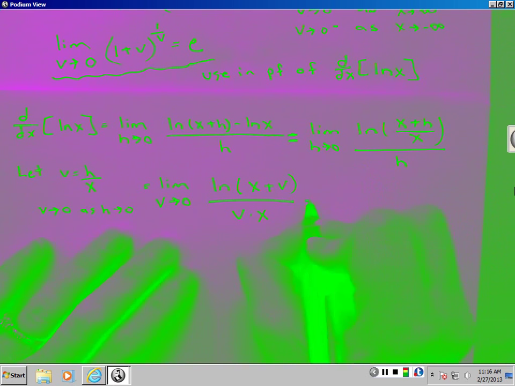So now I'm going to be a little tricky. I'm going to go ahead and write this like this: 1 over x times v times... I really want to get it in this form, 1 plus v to the 1 over v, because I know I can replace that with e as v goes to 0. So this 1 over v is a constant out front, right? And I can move that to a power, right?